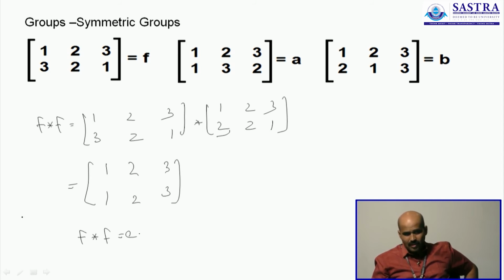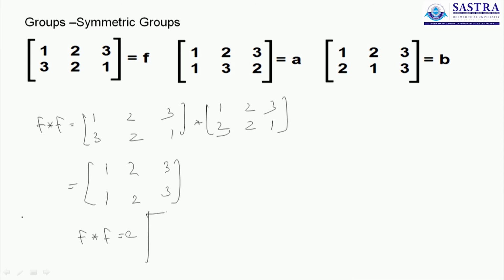What does it mean? It simply means F is its own inverse. And the same is true for A. You will be able to verify that A star A is E and B star B is also E.